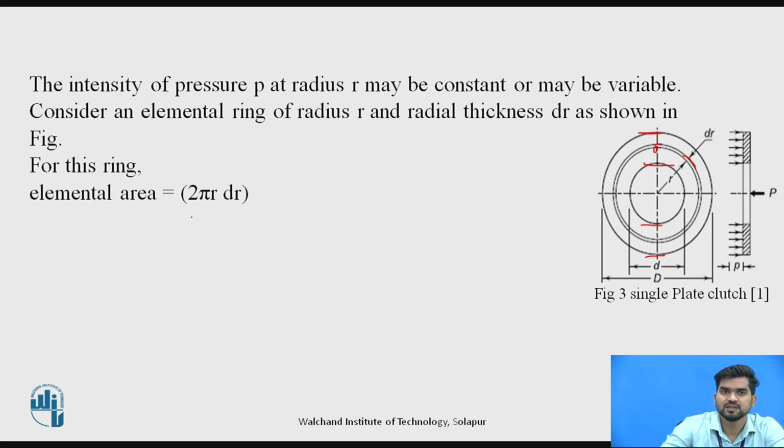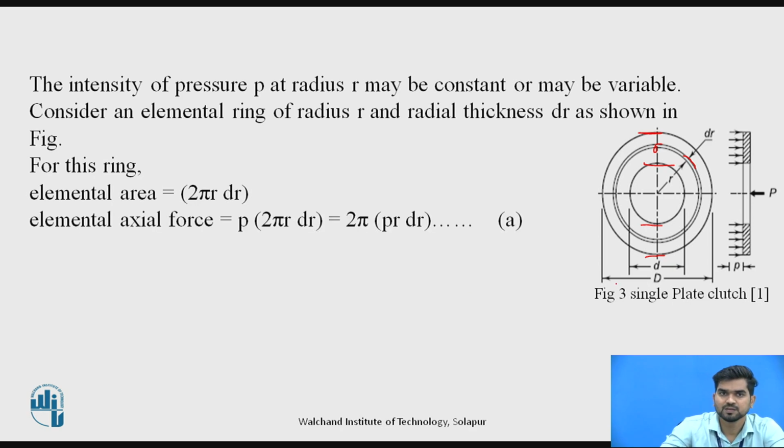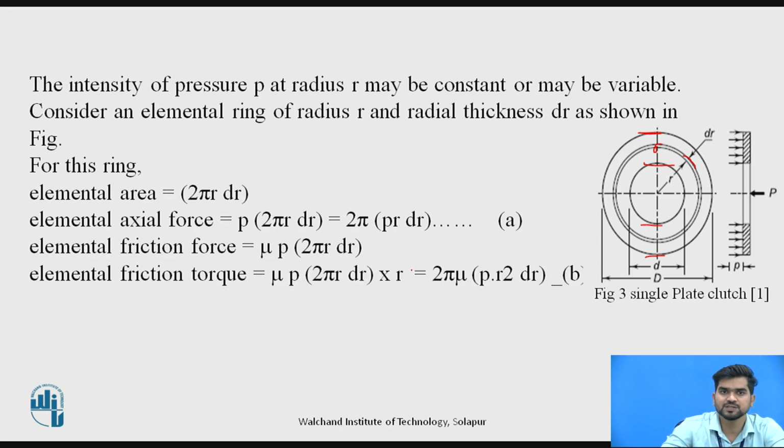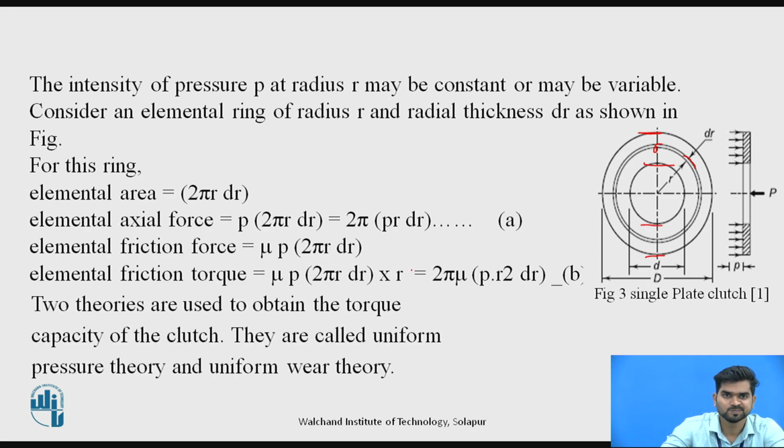For that ring, the elemental area, we know the area of this ring is 2 pi r dr. Then from the elemental area we can calculate the elemental axial force, that is the pressure intensity p into the area. We are getting the force, that is 2 pi into p into r into dr. Then the elemental frictional force, we have to consider the coefficient of friction mu into the force. So we are getting mu into p into 2 pi r dr. Then the elemental frictional torque: for getting the torque, we know the frictional force into the radius r gives the frictional torque.